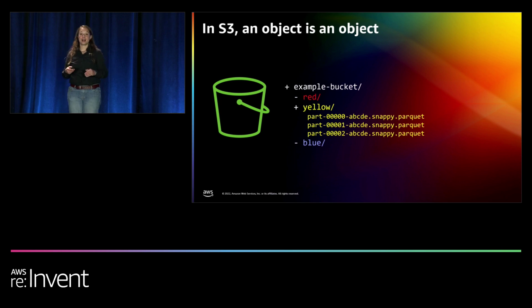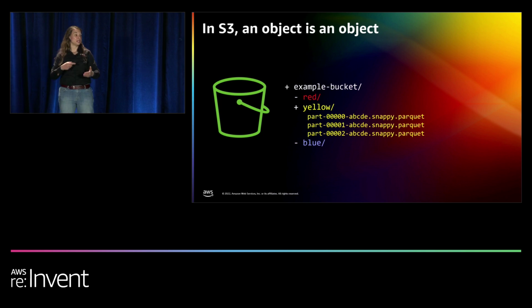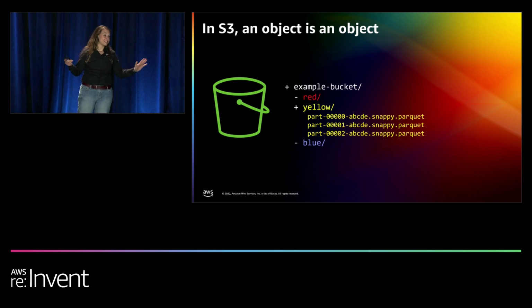So you might have an object that ends in .snappy.parquet. S3 thinks that's great for you. And now you know that this is in the Parquet format, meaning it's probably structured data. It probably corresponds to some kind of table, has some schema. S3 doesn't know anything about it. It knows whether you do or don't have access to this yellow part 00 snappy.parquet.